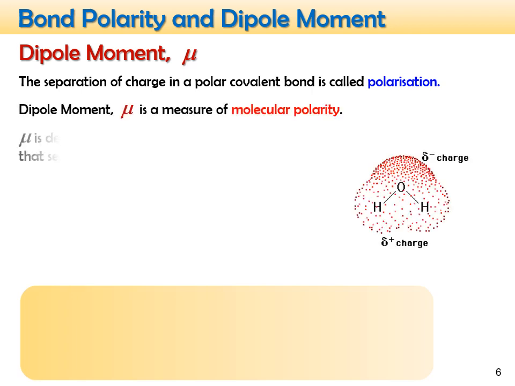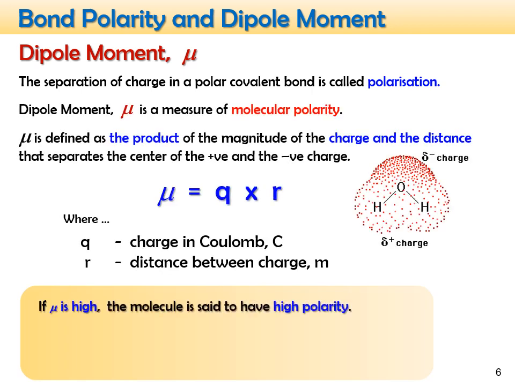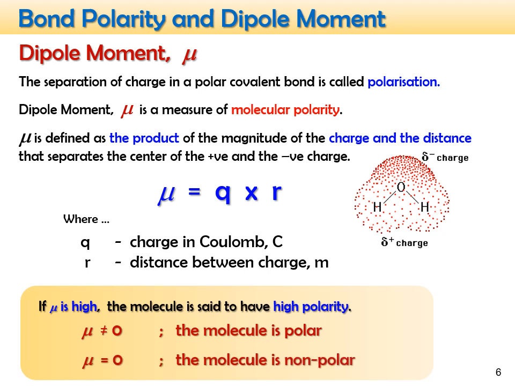So how can we determine the polarity? We can determine the polarity by the value of dipole moment. How can we get the dipole moment? It is the product of Q, which is the charge in coulomb, times R, where R is the distance that separates the center of positive and negative charge. But for your syllabus, you don't need to know the value and the calculation. You just need to know that if the dipole moment is high, the molecule will have higher polarity.